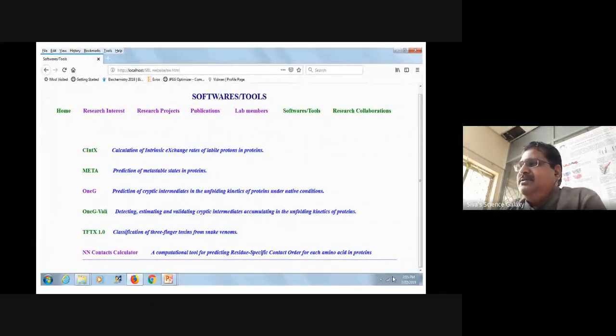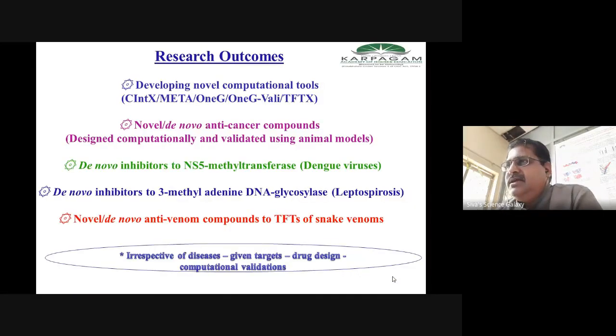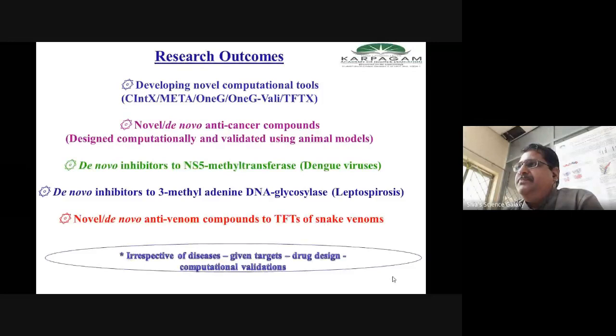Okay. And I hope everyone can see the slides. Okay, now I'm showing the research outcomes. In this slide, I have mentioned some of the research achievements the lab has done so far. As I mentioned in the previous slide, we have developed novel computational tools, which are very unique to address some of the frontline research problems in protein structure and protein folding.